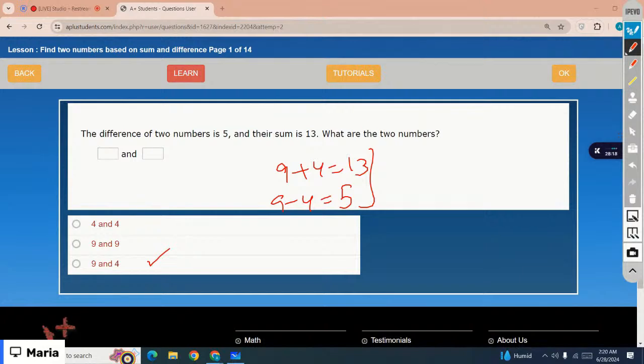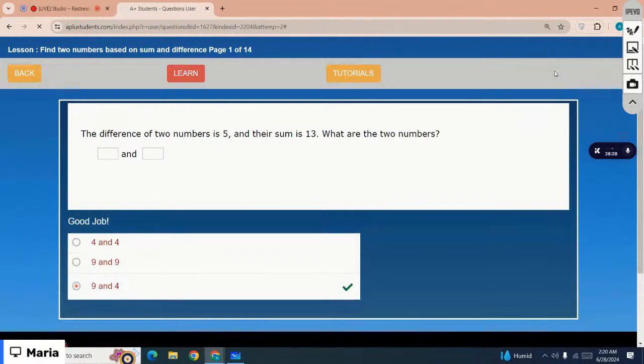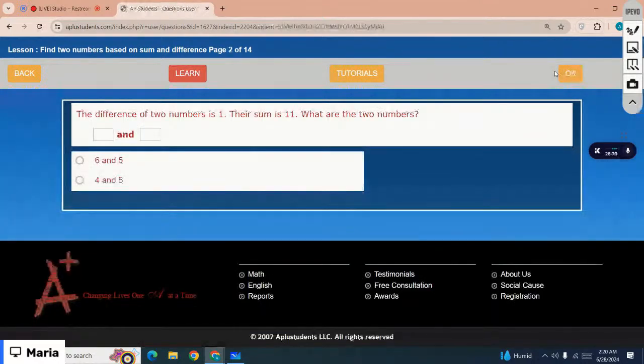The correct option is option number C. Okay, the next one is: the difference of two numbers is 1. Their sum is 11. What are the two numbers? Which is the correct option?